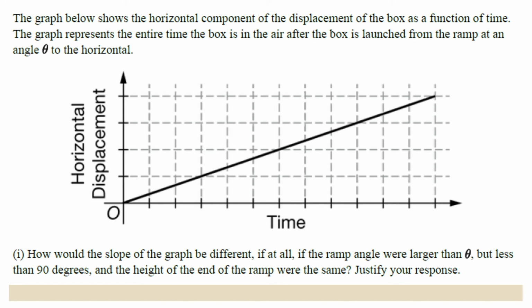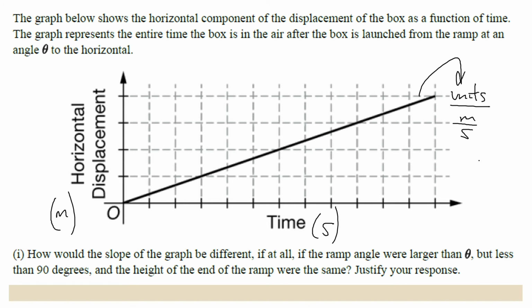Justify your response. Now, I would hope it makes some good common sense to you that in order to really figure out how the slope of the graph would be different, you figure out what the slope of the graph is. This is a graph of horizontal displacement measured in meters versus time. And so the units of the slope are meters per second. That doesn't help you out as much as you need to be helped out, though.